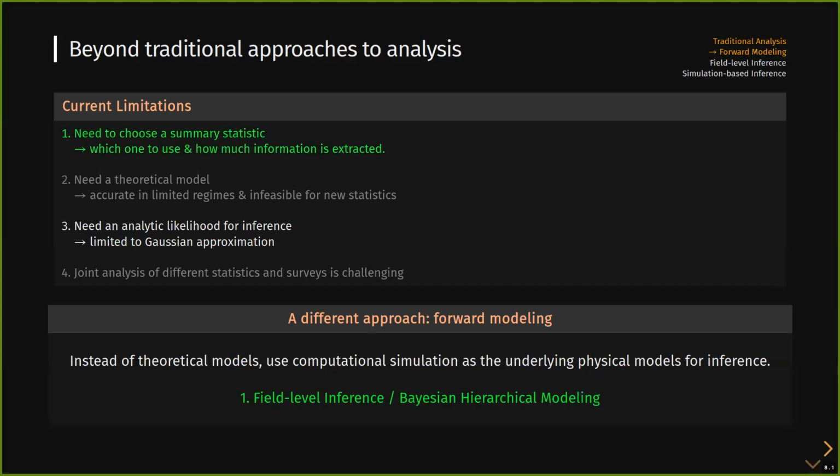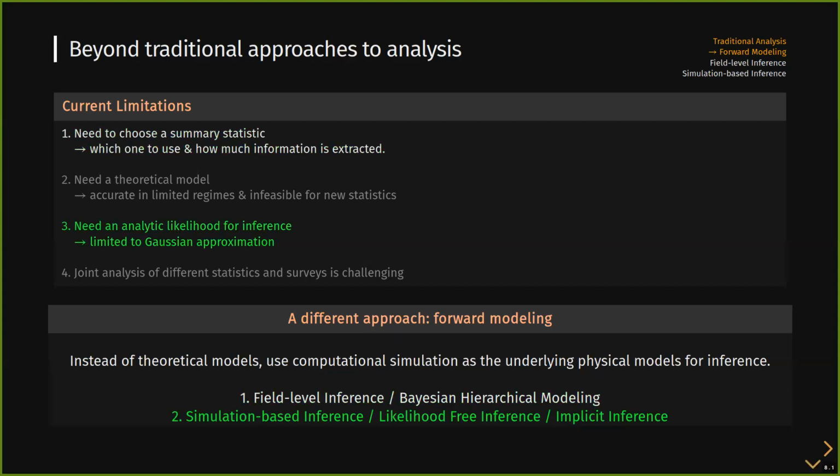I'll talk about two specific approaches. The first one is called field level inference. It also goes by the name Bayesian hierarchical modeling by some groups. And I'll show how it answers the question of the choice of summary statistic. And the second one will be simulation-based inference, likelihood-free inference, or implicit inference. It goes by different names in different communities and groups. And I'll show how it answers the question of how you do analysis if you do not have the analytic likelihood for your model.